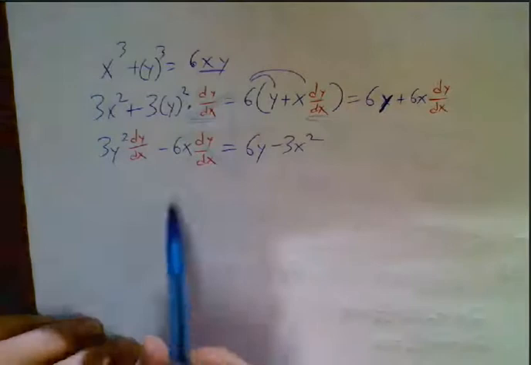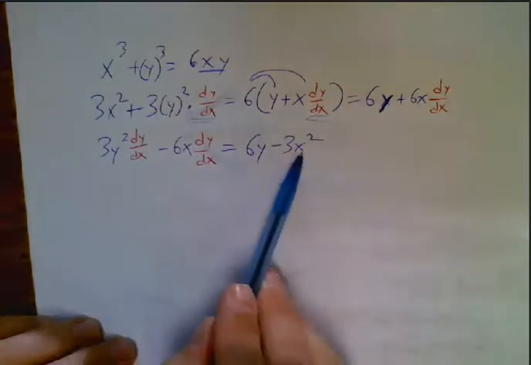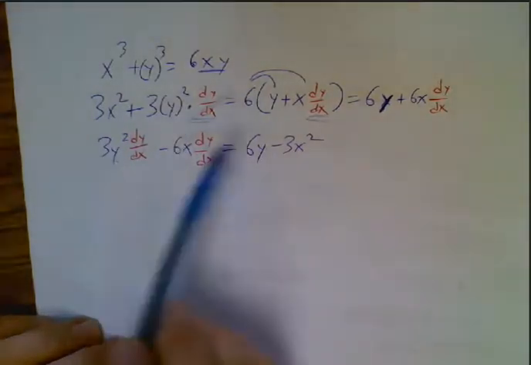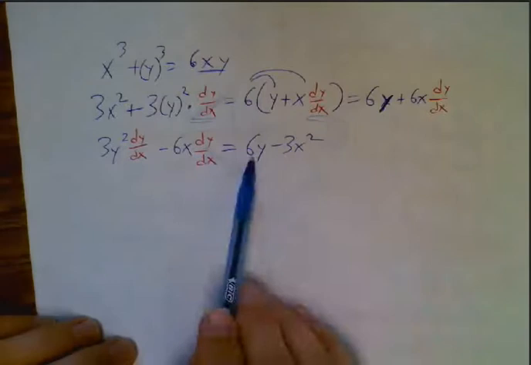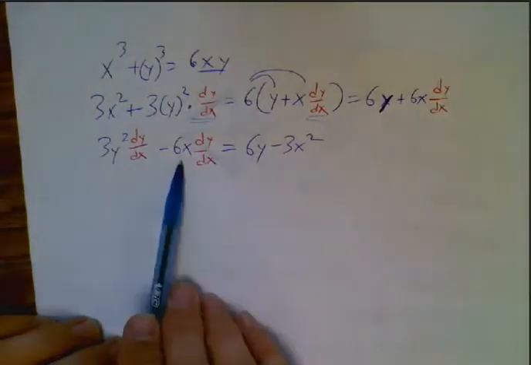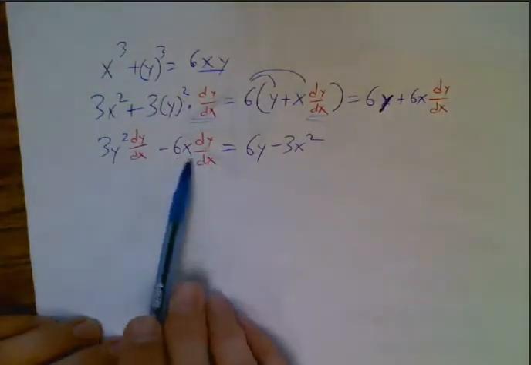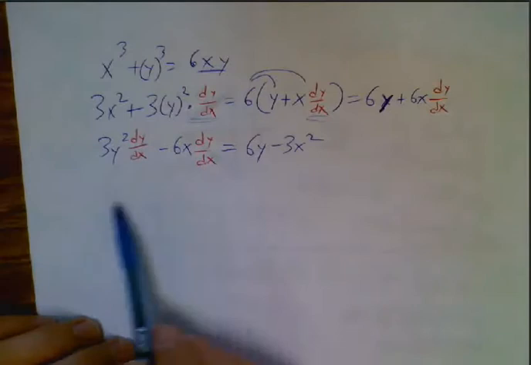So let's look at all the pieces. The 3x squared went to the right side. This stayed. The 6y stayed. And the 6x dy/dx came to the left side, so that I can get all my dy/dx's together. If my dy/dx's are together, I can factor it out.